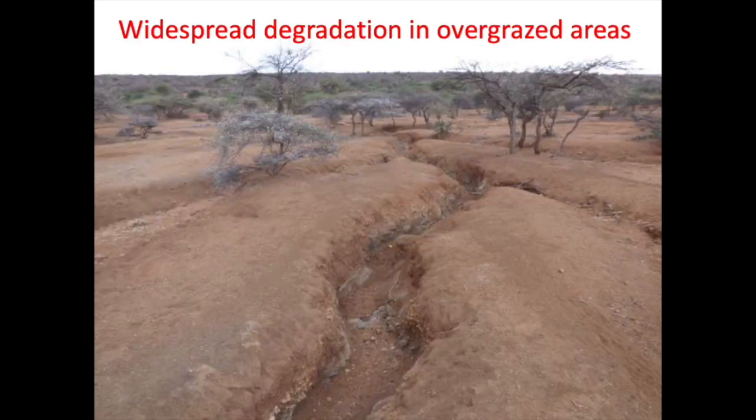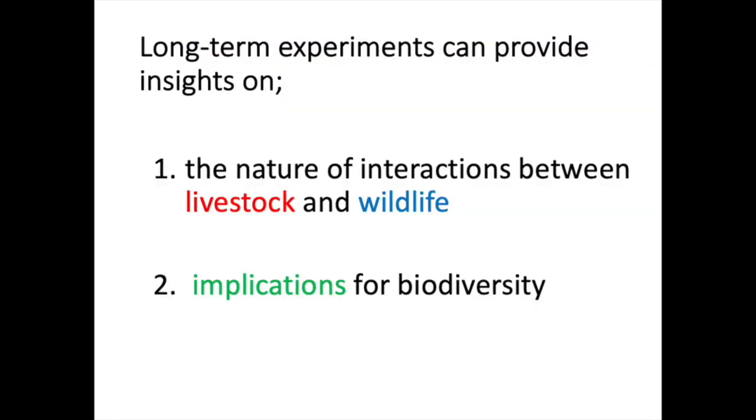And you see in some of the areas where overgrazing has been done for a long period of time, you get these barren stretches of land that are widespread. To understand the nature of interactions between livestock and wildlife and the implications that they have on biodiversity, we need long-term experiments that monitor changes over time.